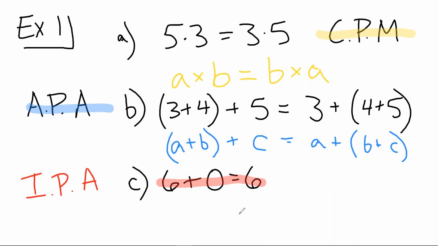So the identity property, back on page, I think it's page 8. Anyway, we have A plus 0 equals A. So with the identity property of addition, you're always going to have your A plus 0, and it's always going to equal the exact same thing. So A.